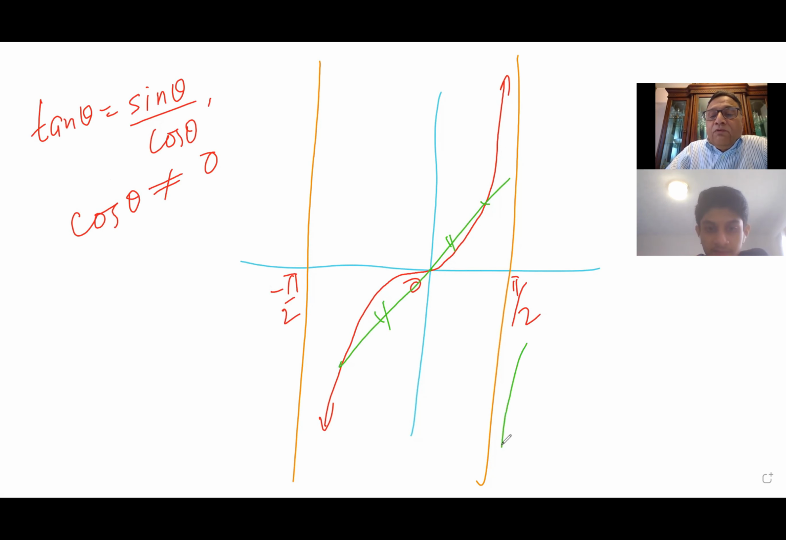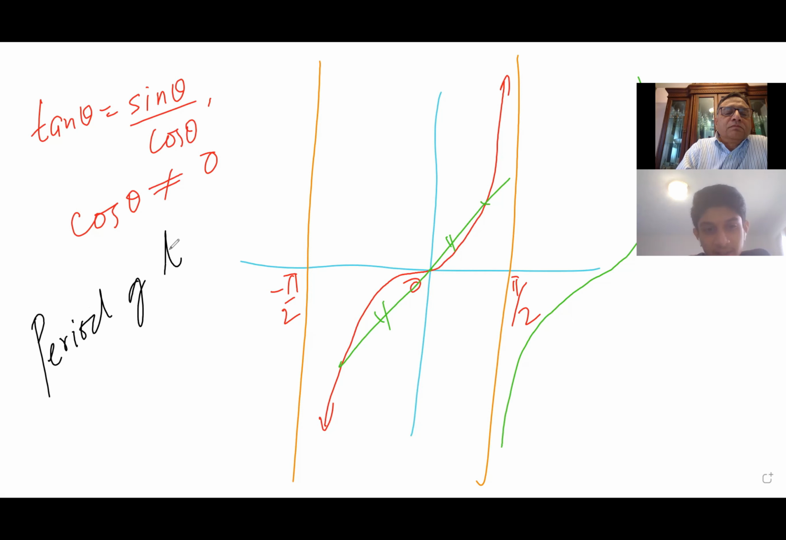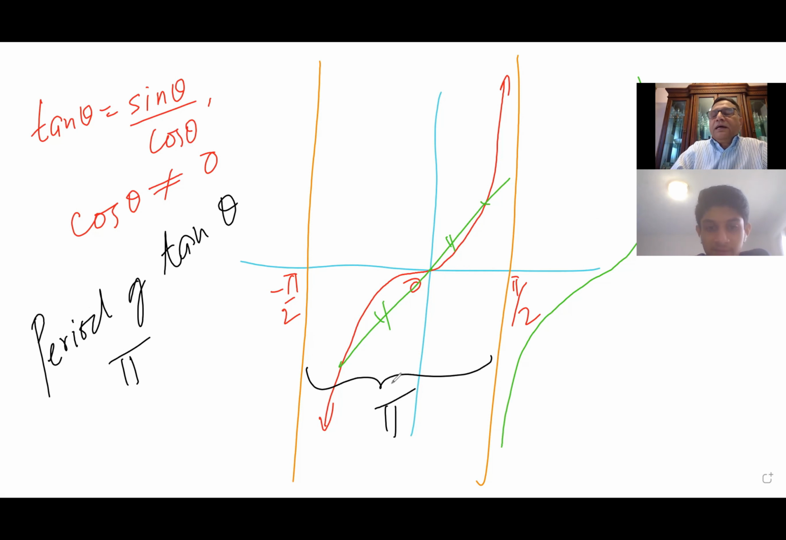So it repeats. And one very important thing to understand here is, what is the period of tan theta? It is pi. When you take the difference of these two asymptotes, you get pi as the period of tan theta. And the period of sine and cosine is 2 pi, they repeat after 2 pi. So that is also a difference between tan and sine and cosine. Is that clear to you? So how would you write the domain and range of a tan function?